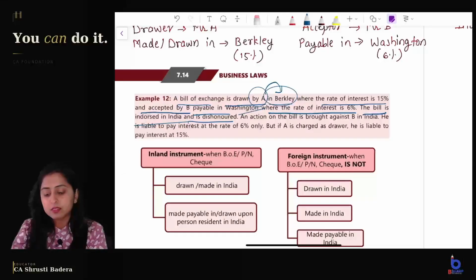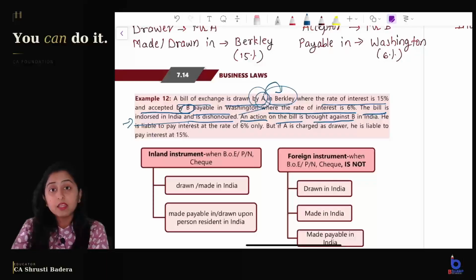Now if it is dishonored, the person to whom it was endorsed can either file a case on B or he can file a case on A. An action on the bill is brought against B in India. Now whether the law of India will be applicable, or Washington's, or Berkeley's? So who is Mr. B? He is the acceptor or endorser of the bill. He is the endorser in this case. So the liability of B will depend on the place where the bill was made payable, that is Washington. So the rate of interest he will be liable to pay is only 6%.